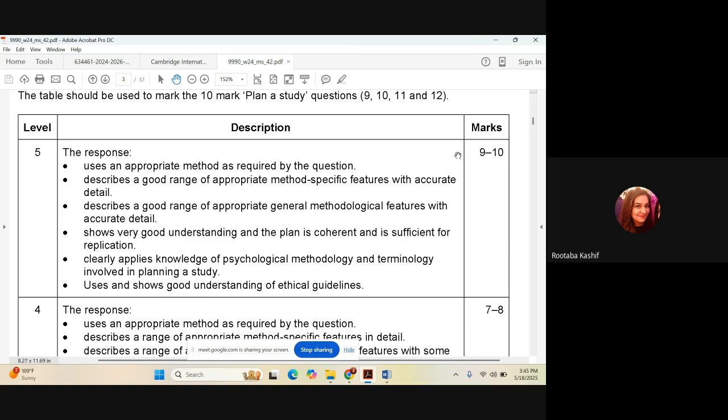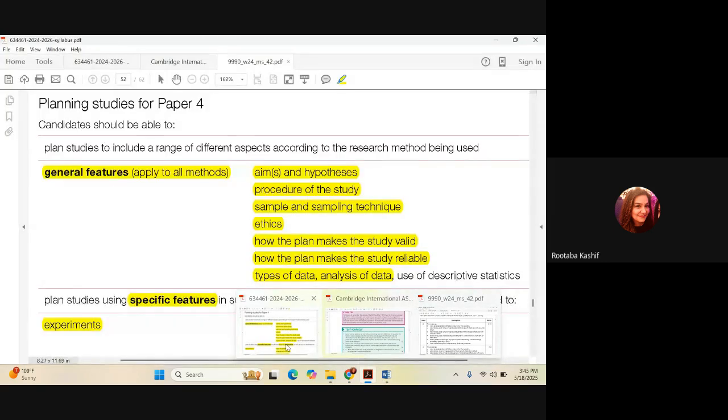For example, 9 out of 10 because quantitative data, for example, specifically has not been mentioned, the controls have been mentioned but not specifically identified as controls, the word independent variable is missing, so it would be at a 9 out of 10. But if the examiner gives the benefit of the doubt, then they can also give a 10. But these are the things that need to be mentioned. The psychological terminology needs to be specifically mentioned when you are answering a question like this.